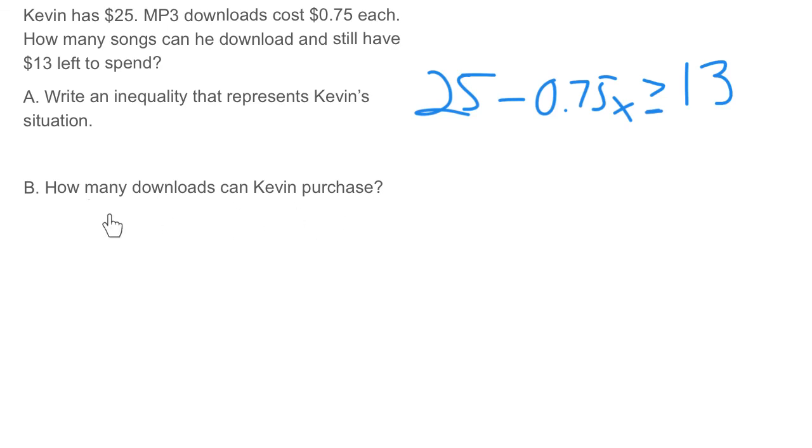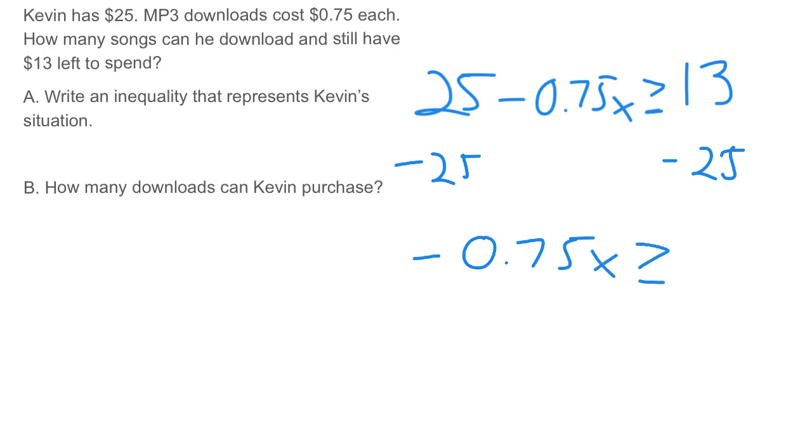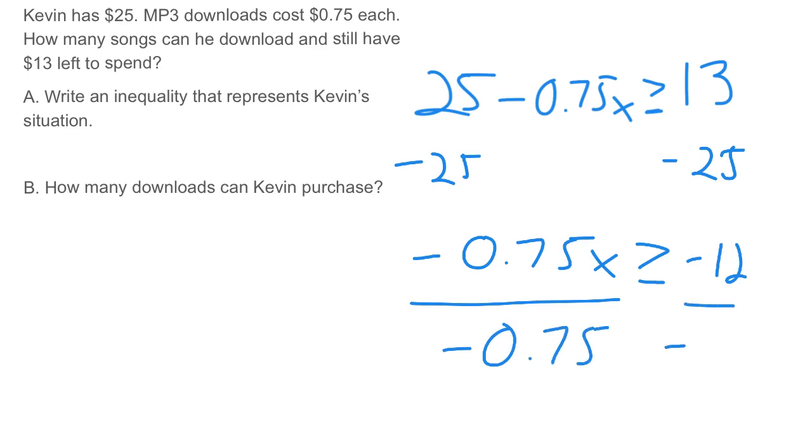Now the question is, how many songs can he download? To solve that, I'm going to subtract 25 from both sides. That's going to leave me with negative 0.75x is greater than or equal to negative 12. I'm going to divide by negative 0.75 on both sides. And that's going to leave me with x and 16 on the other side.